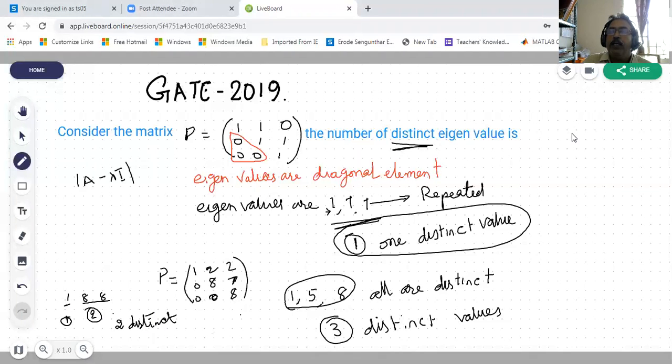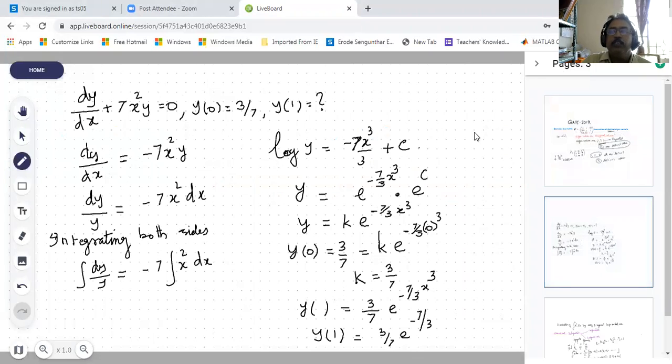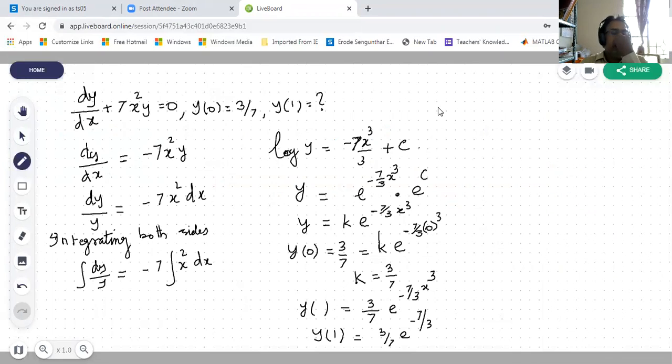Right. So we have the next question here. dy by dx plus 7x square y is equal to 0, y of 0 is equal to 3 by 7, and y of 1 is equal to what? This was asked in 2019. What is the value of y of 1?